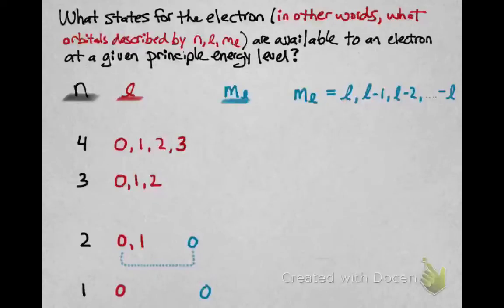Now that's the same no matter what energy level you're at. So at principal energy level 2, we have an s orbital described by L equals 0. That also has only one possible orientation, m sub l value of 0. The p orbital, described by L equal to 1, has 3 possible orientations. And those go from 1 down to negative 1 in 1 unit changes. So that would be 1, 0, and negative 1.